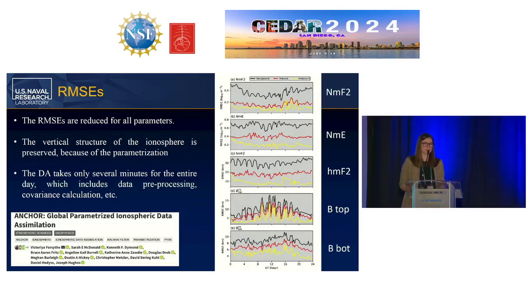And the yellow line is when we use data propagation from one time frame to the next, the so-called Gauss-Markov scheme. But what's important in Anchor is that all of the parameters are being corrected. Sometimes when you use a three-dimensional grid for data assimilation, you can see the change mainly in NMF2, but other parameters sometimes are not corrected. What Anchor is good at is that it corrects all of the parameters. Our paper was just submitted last week. You can find it in Space Weather: Anchor, Global Parameterized Ionospheric Data Assimilation.